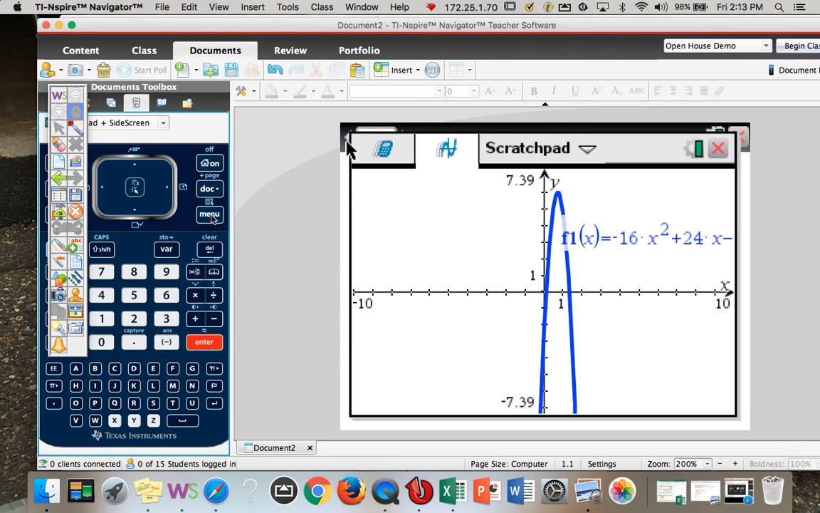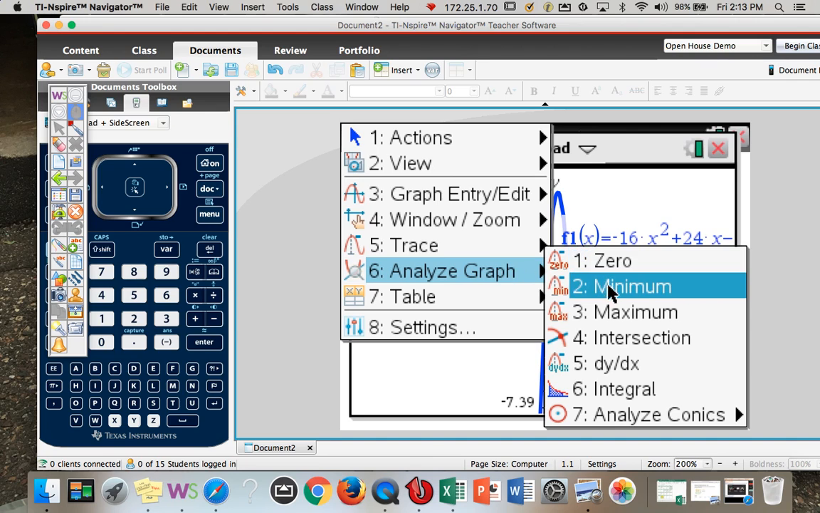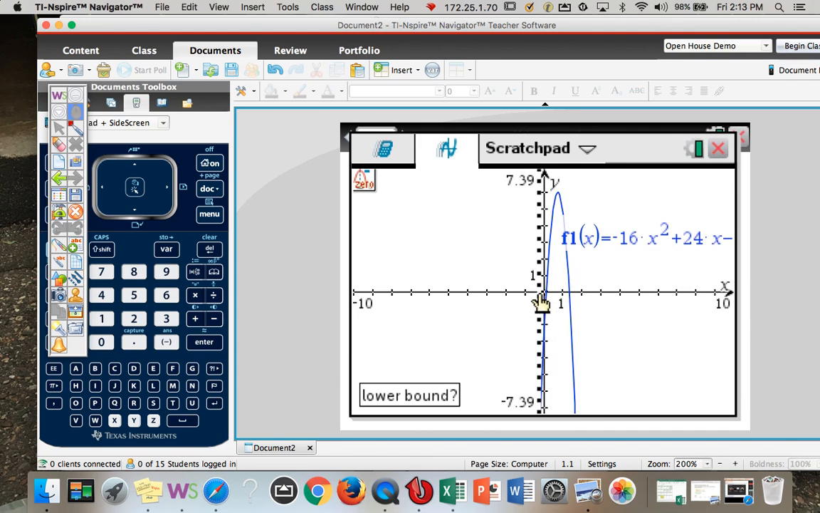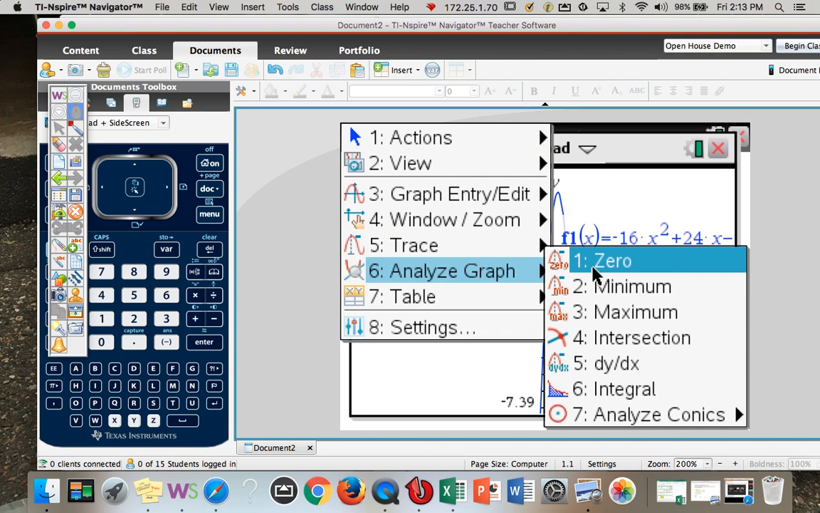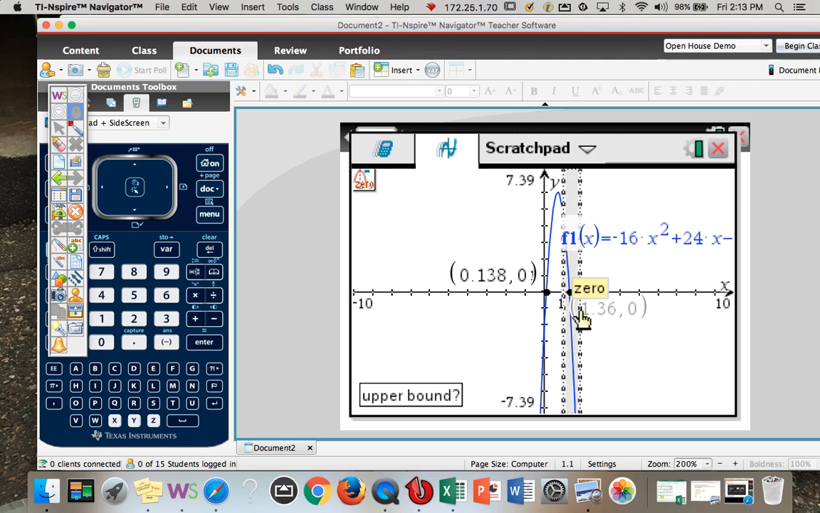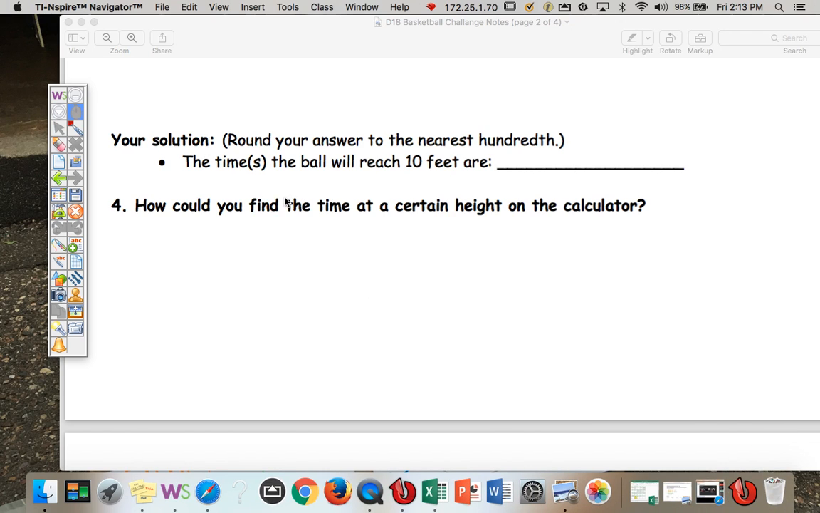If you want to actually calculate, you can go to Menu, Analyze Graph, and we're looking for the zeros. Go to the left and the right of your zero. There's that first time it hits the basket. And then Menu, Analyze Graph, Zero again, and here's that second time it hits the basket, 1.36. So with the quadratic formula, to find when it hits the basket at 10 feet, we get 0 on one side first.